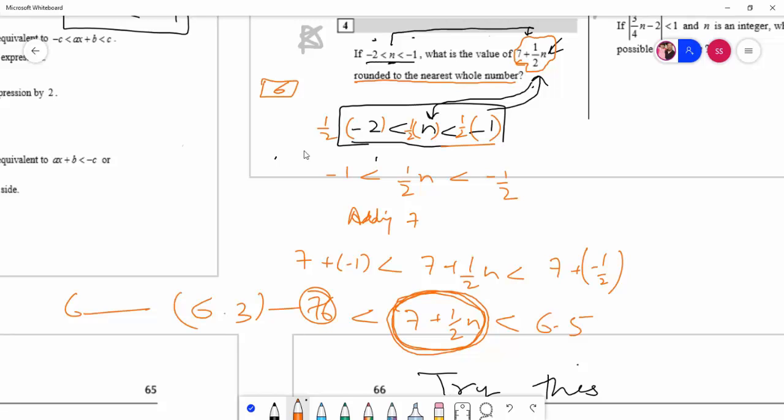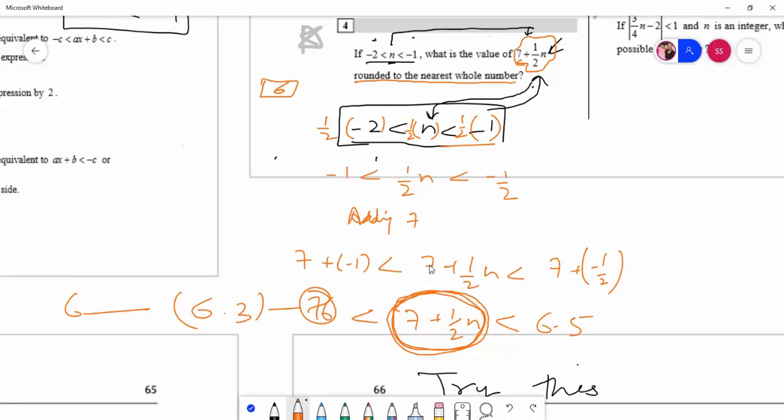Can you quickly tell me what we did in this? Yes, I can. So we took the 1/2 and multiplied it with the -2, n, and -1, the whole inequality. And then we added the answers we got to 7. Then we got 6 is less than 7 plus 1/2 n is less than 6.5. Then we went to the nearest whole number, which was 6.